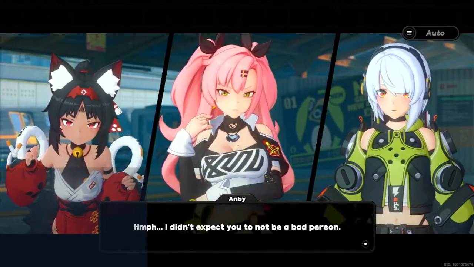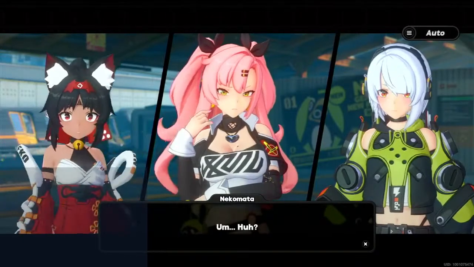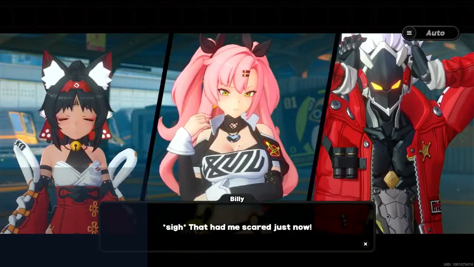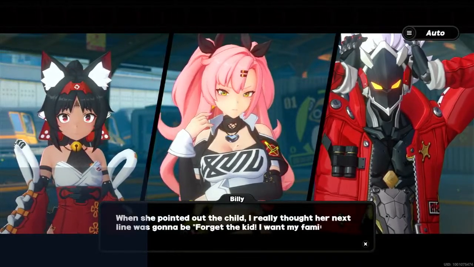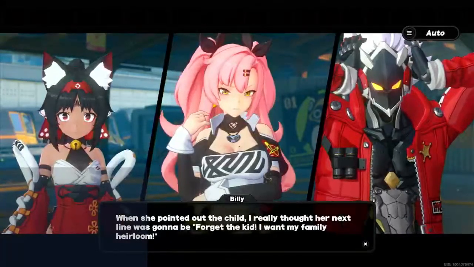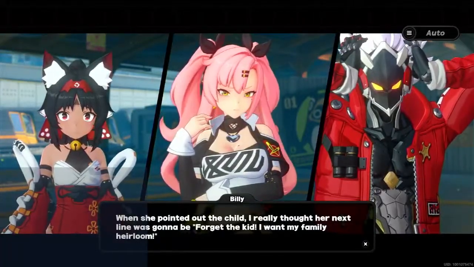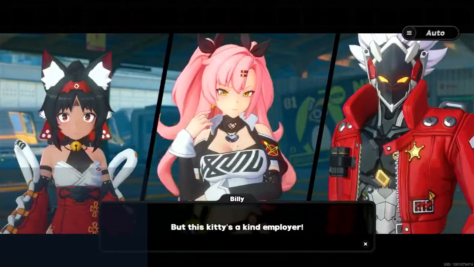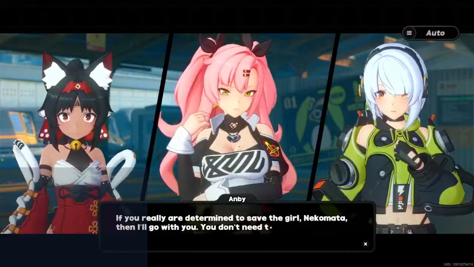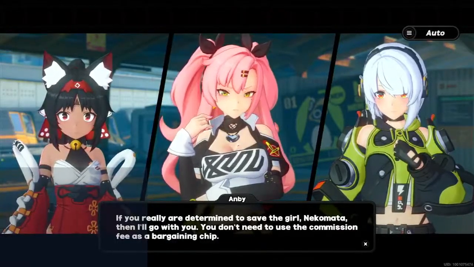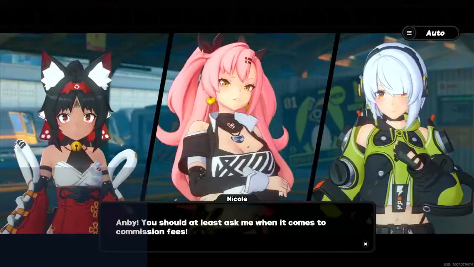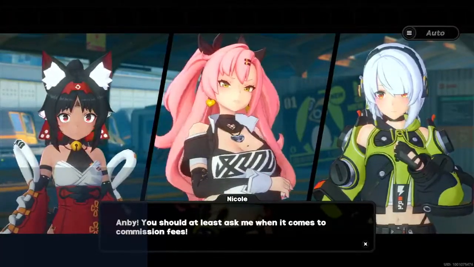I didn't expect you to not be a bad person. Oh, huh? That had me scared just now. When she pointed out the child, I really thought her next line was gonna be, "Forget the kid! I want my family heirloom!" But this kitty's a kind employer. If you really are determined to save the girl, Nekomata, then I'll go with you. You don't need to use the commission fee as a bargaining chip. Abby, you should at least ask me when it comes to commission fees.